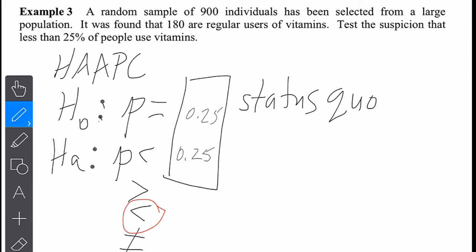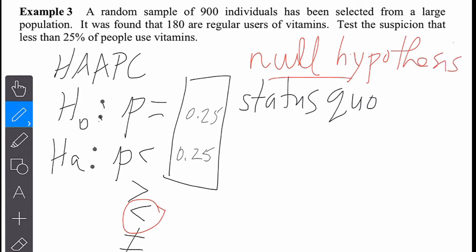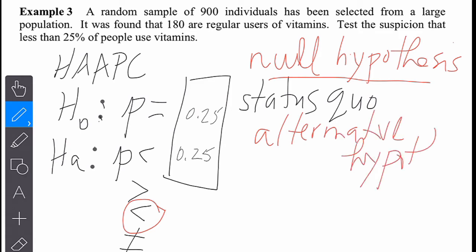And when we reject the status quo, the next best thing is to believe the alternative. This is the alternative hypothesis. So this is the alternative, that's what A stands for. And this is called the null. And that's what you believe to be true.